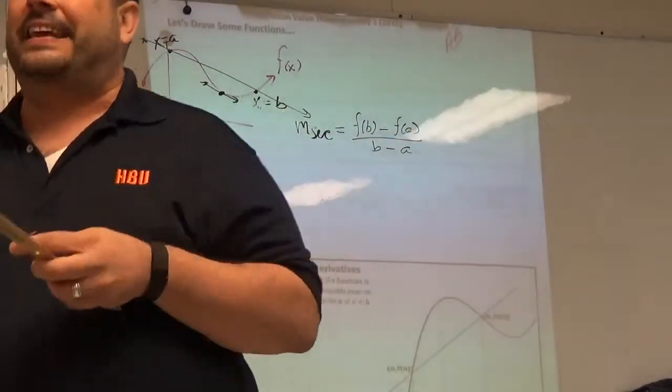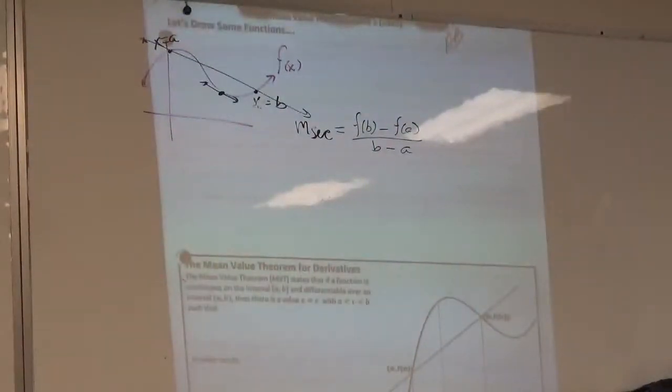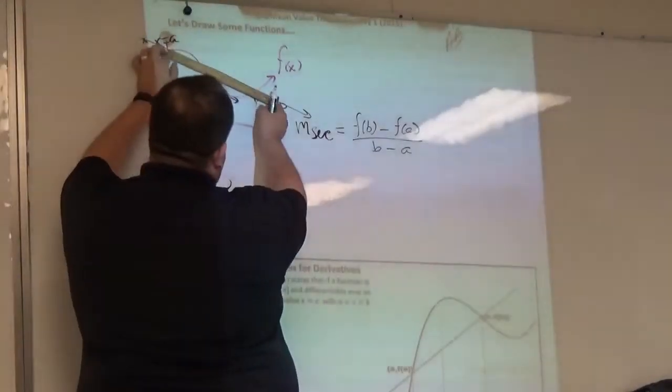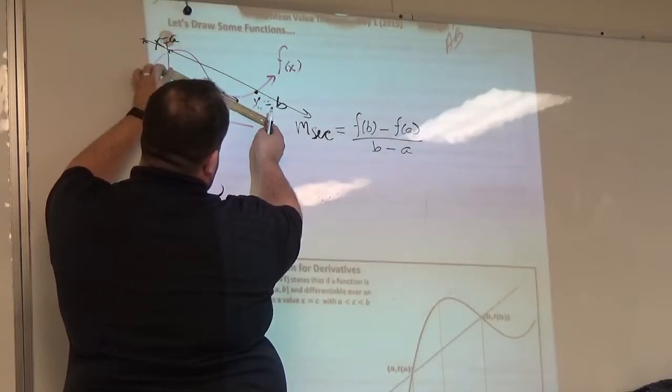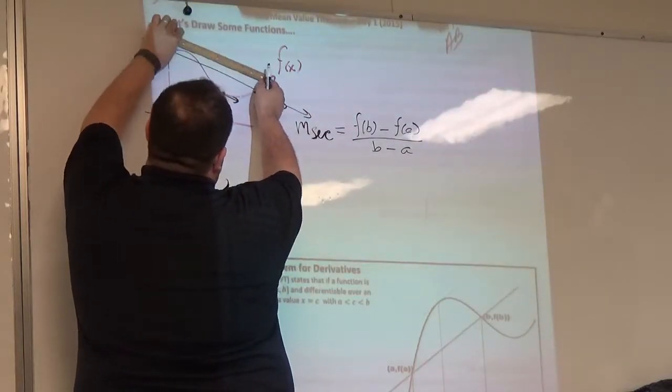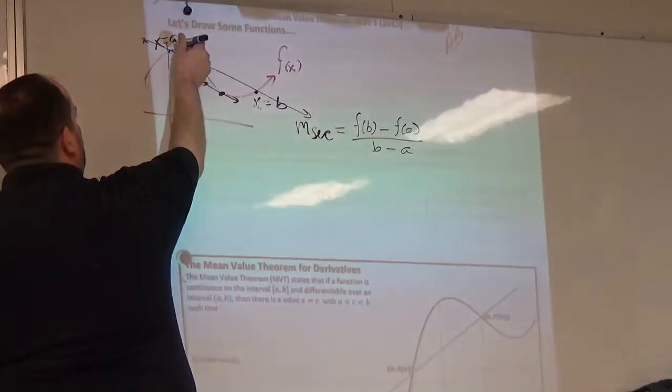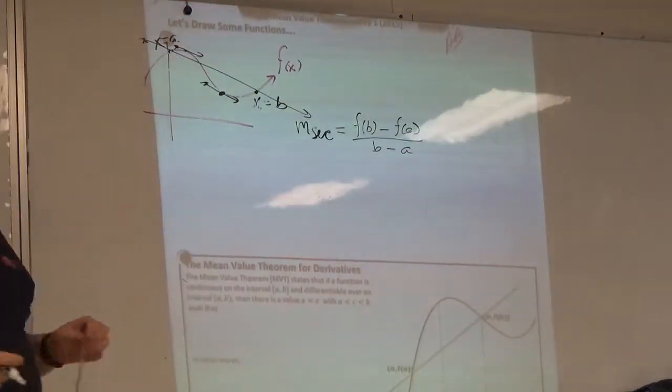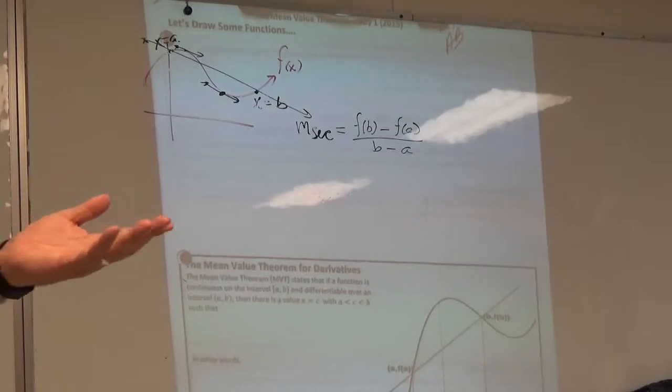Look on your graph if that happens. It's possible that this happens on your graph once. If I'm looking really carefully at my graph, not only do I have a tangent line parallel to the secant line over here, but if I push that line up, there's another one right over here. So I've got two different places. How many guys found at least one? I've got two. Okay. How many guys found two?